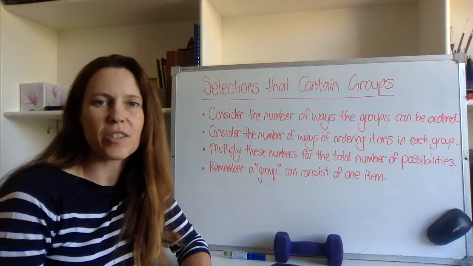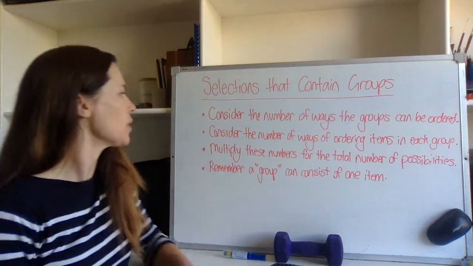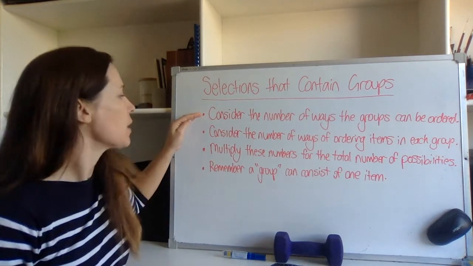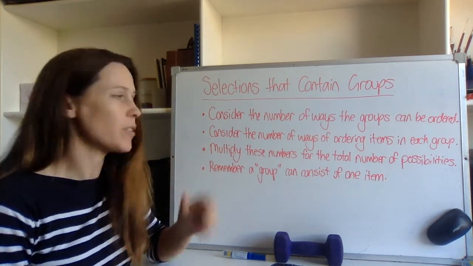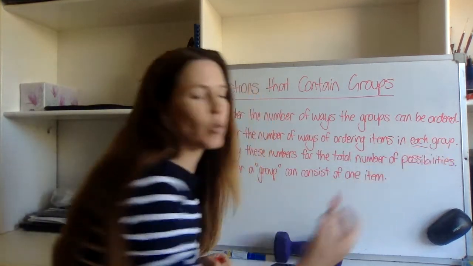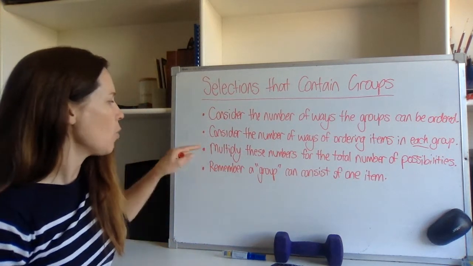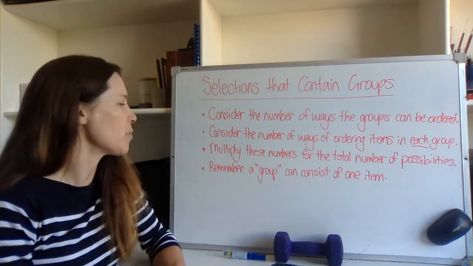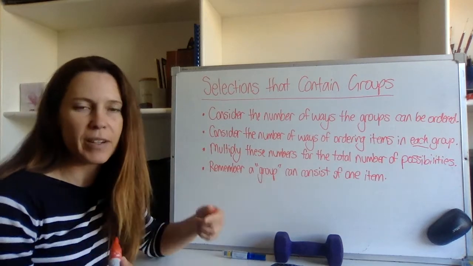When you're dealing with selections that contain groups, there's two main principles that you need to use. You need to start by considering the number of ways that you can order the groups, and then consider the number of ways that you can order the items that are within each group. And that word each is important because there might be more than one group in your question. Once you've got those two numbers, you just multiply them together to find the total number of possibilities. And remember that a group can consist of just one item.